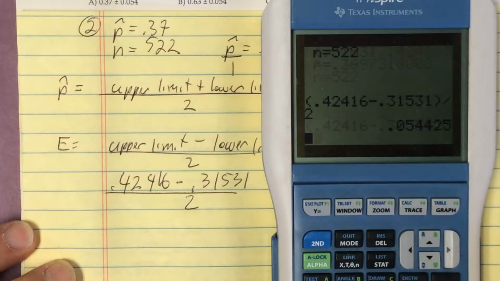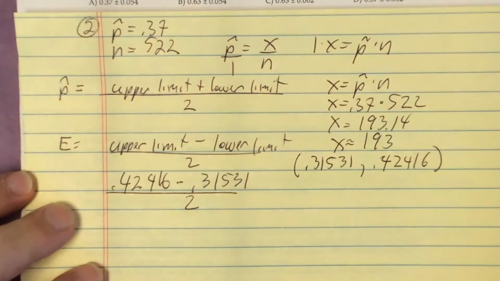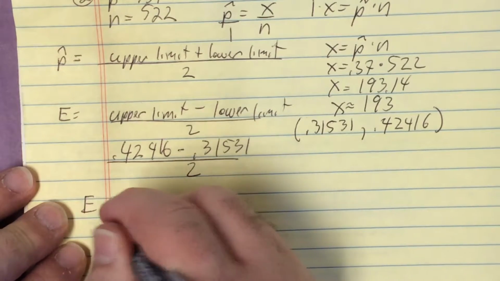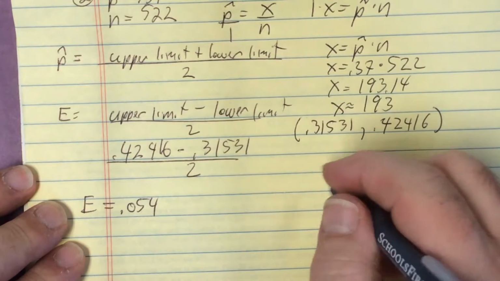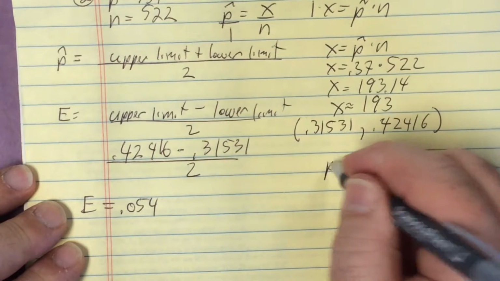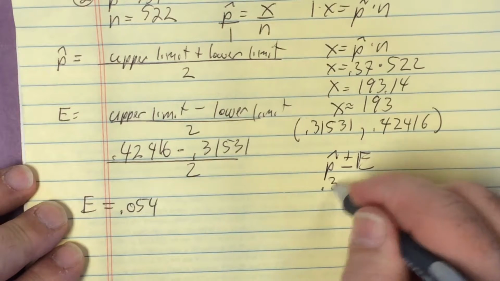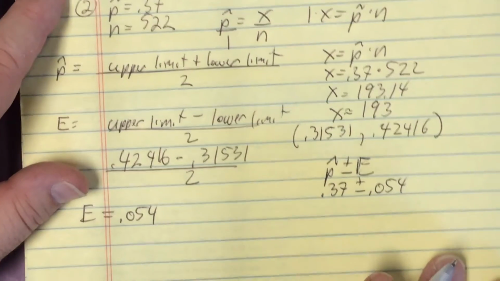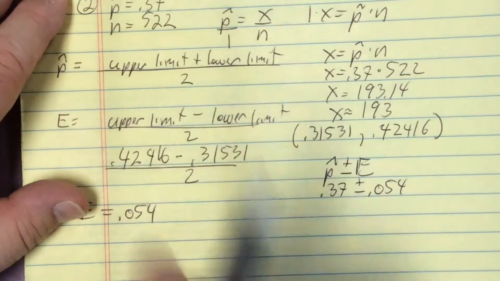And then I'll divide that by 2. And you're going to find that to the nearest hundredth, that's going to be 0.054. So for my margin of error, I'm going to have E now equal to 0.054. So now when I write this answer, the confidence interval as PE plus or minus E, I can write this as 0.37 plus or minus 0.054. And that one is going to be, if I'm not mistaken, choice A.